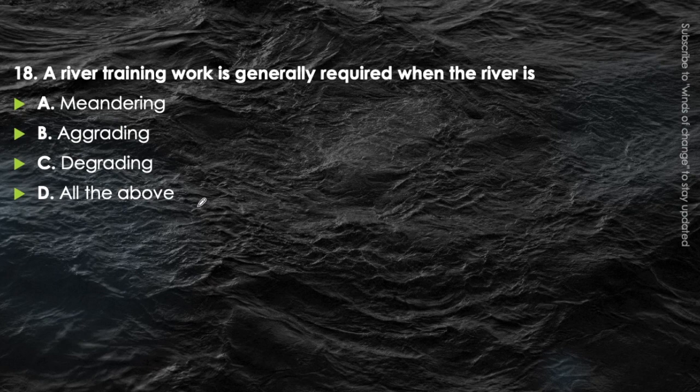River training work is provided in case of the meandering of the river. When there is meandering, the length will be increased. There will be both silting as well as the cutoff of the shore. So there we will require river training work to protect the bank of the river. Okay, so option A will be the correct answer.